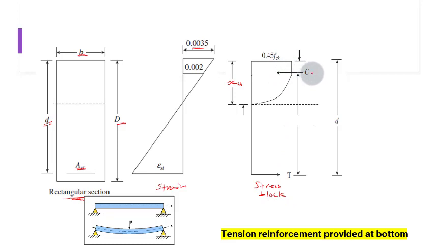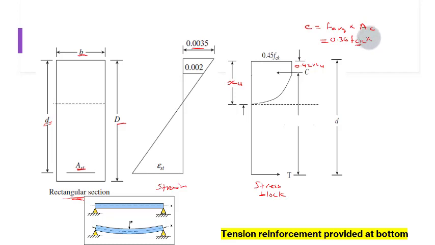The resultant compression on concrete C will act at a distance of 0.42 XU from the top fiber. Here C, that is the compression force, will be the product of average compressive stress in concrete and area of concrete in compression. What will be the average compressive stress? It is 0.36 FCK. FCK is the characteristic strength of concrete.